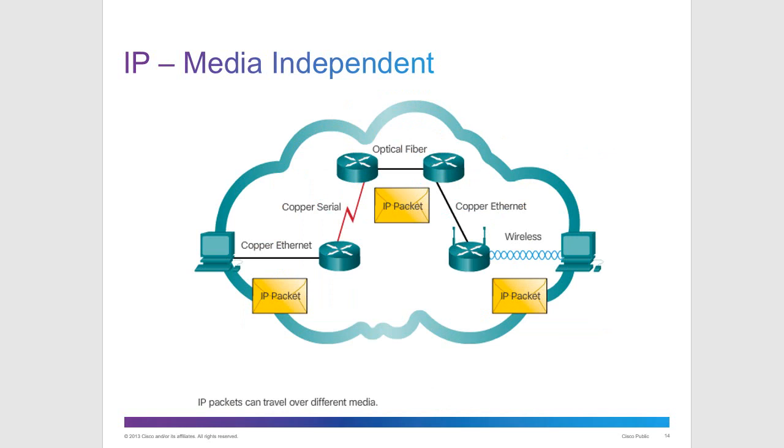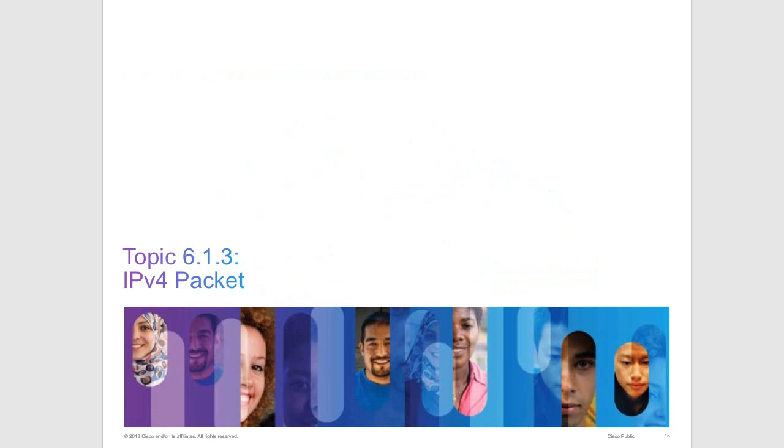And media independent means IP doesn't care whether you're sending over copper, serial, fiber optic, whatever, wireless. IP is not concerned with that. That's the job of lower layer protocols.